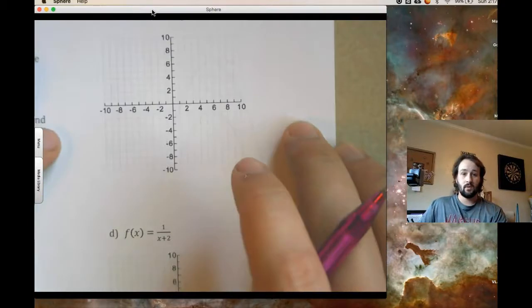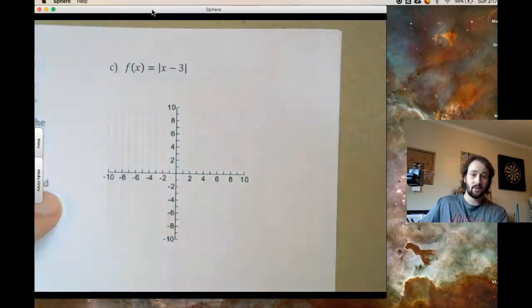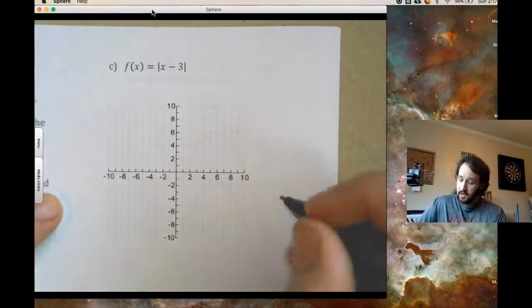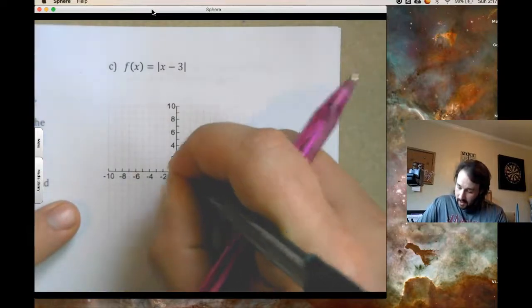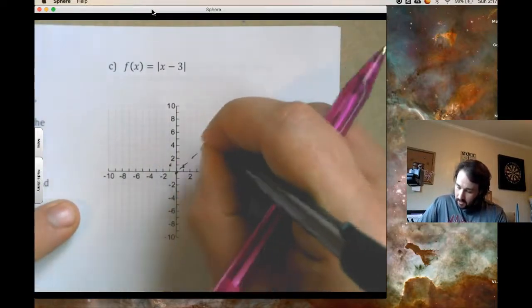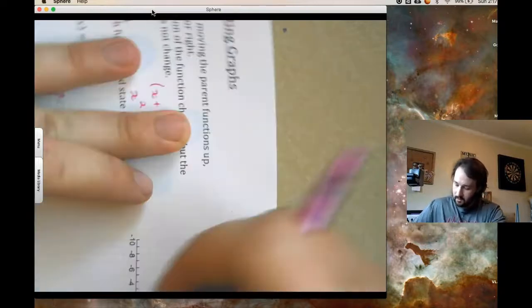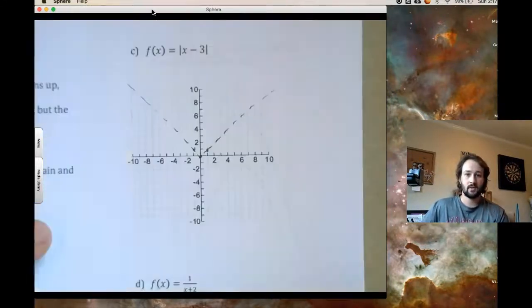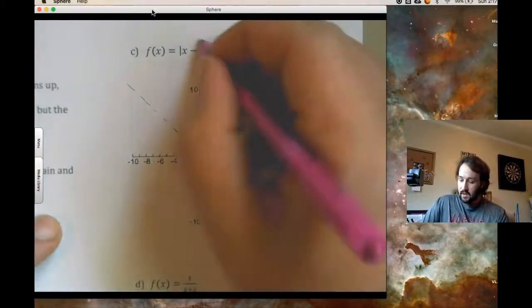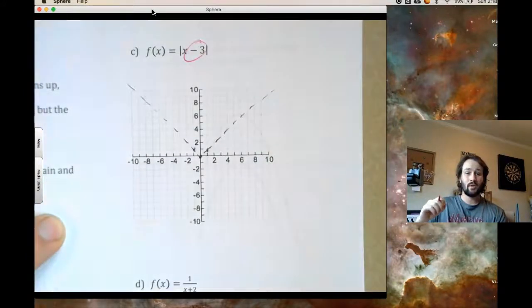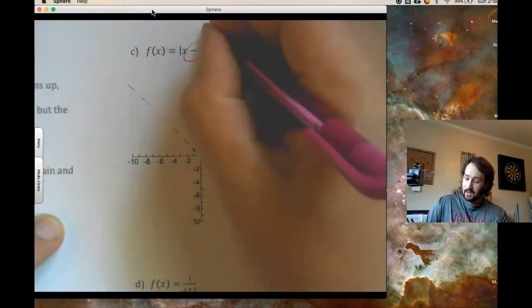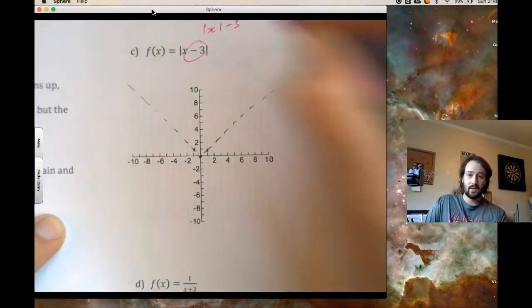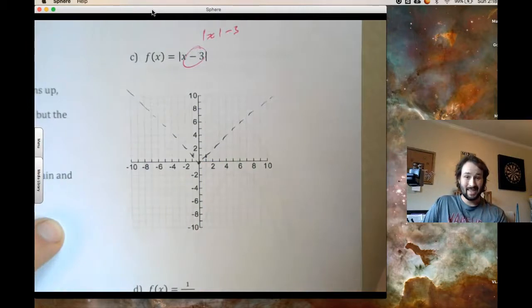All right, moving on. So notice here, I see an absolute value symbol, so that makes me think of my absolute value parent graph, which is like that weird V-looking one. Sorry, I turned my paper sideways, it's hard to draw it that direction. So notice, this is inside with the x. If it were outside the absolute value, it would be something like that. But it's not, it's inside, it's with the x.